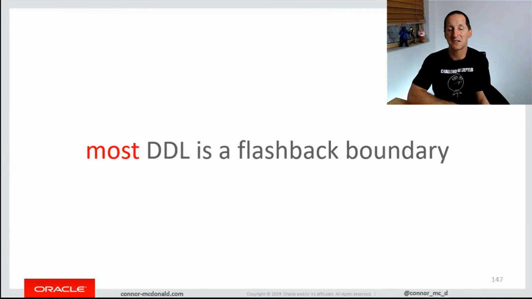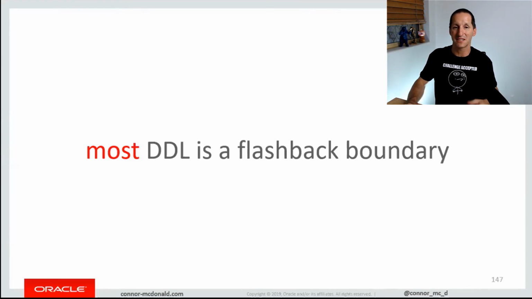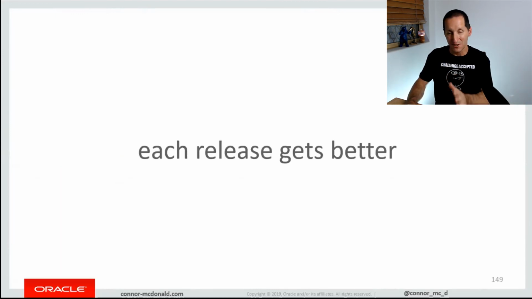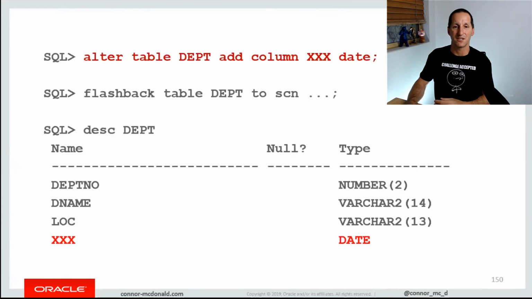Most DDL is going to be a flashback boundary. So what will happen is if you want to go back an hour, but you've done some DDL on that table 30 minutes ago, you're going to be capped at that moment. You'd get this kind of error, unable to read data, definition has changed. Each release gets better and better each time we do this. So for example, in the current releases of the database, even if you've added a column, you can still flash it back to a point in time.